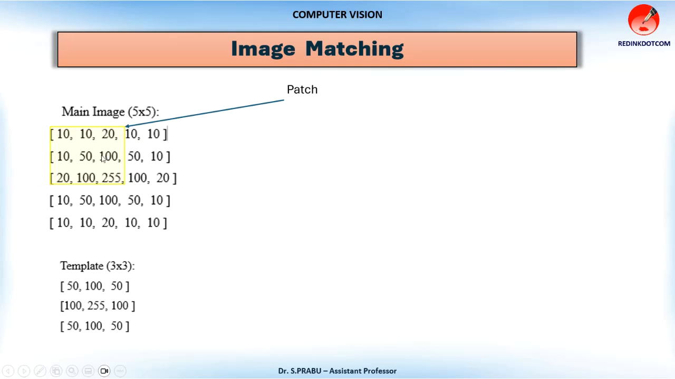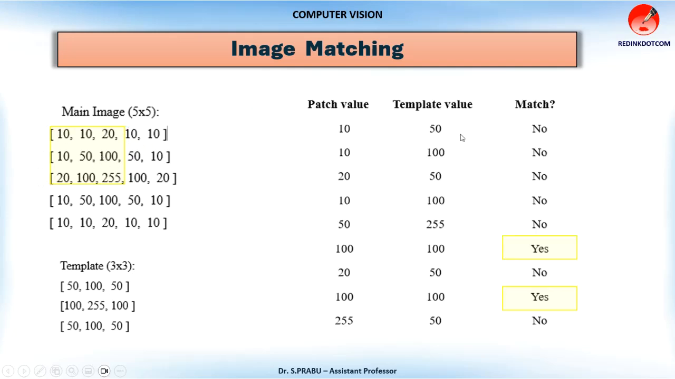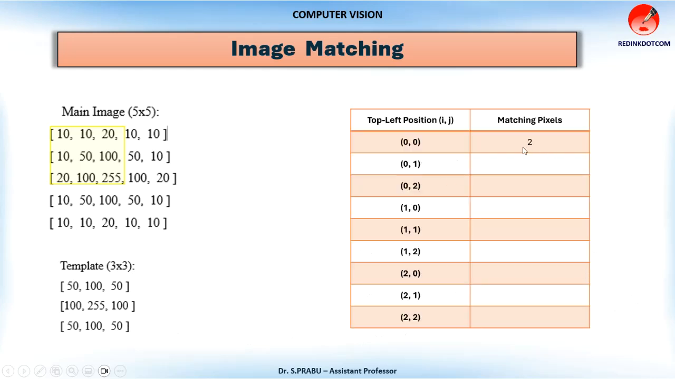Now I compare this patch with this template and tabulate the values. The first value is 10, which can be compared with the template value 50. These two values are different, so there is no match. The second value is 10, compared with 100, and there is no match. In this way, we can compare each and every value. For these 9 values, these two values are matched. So the number of matches found is 2. That can be tabulated like this.